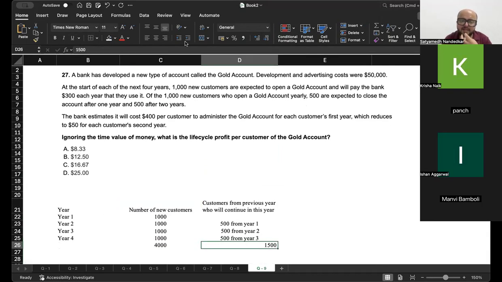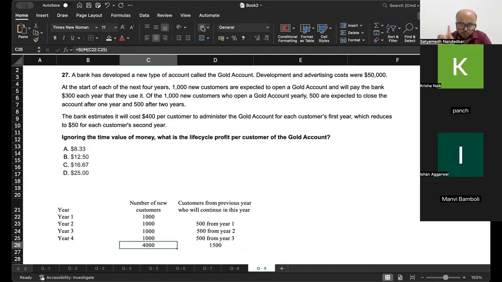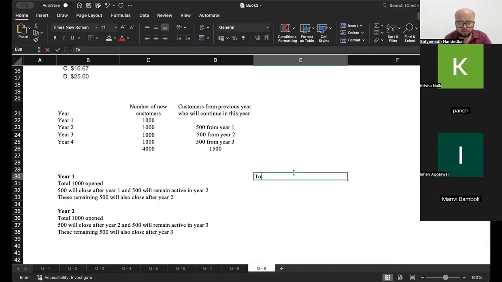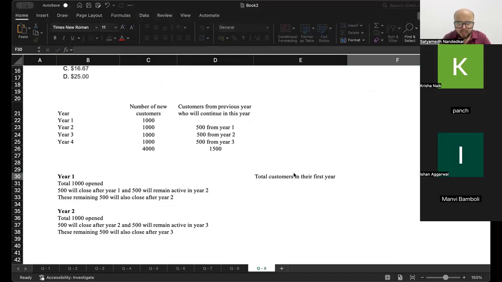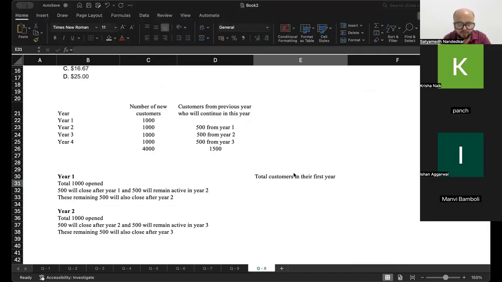Now the bank estimates it will cost 400 per customer to administer the gold accounts for each customer's first year. Okay, for the first year, to administer a customer's account, you will incur a cost of 400, which reduces to 50 for each customer in the second year. Okay, now total customers in their first year. How many customers do you have in the first year? You have 4000 customers in the first year.